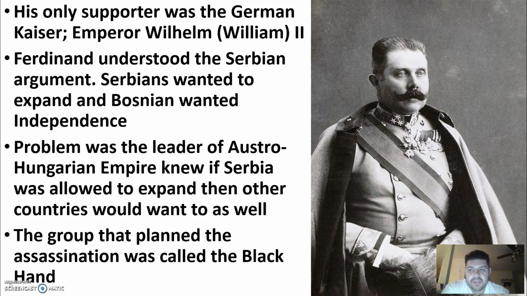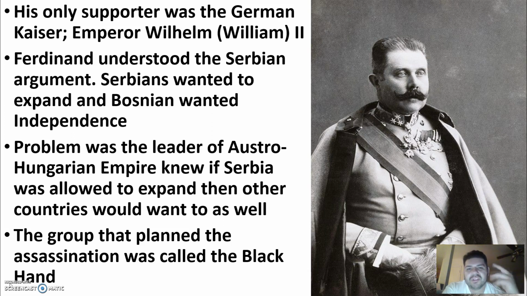So the only supporter that Archduke Ferdinand had really was the German Kaiser. That was Emperor Wilhelm or William II. Now they were kind of buddy buddies. They stood by one another. That picture to your right, that is Archduke Ferdinand.